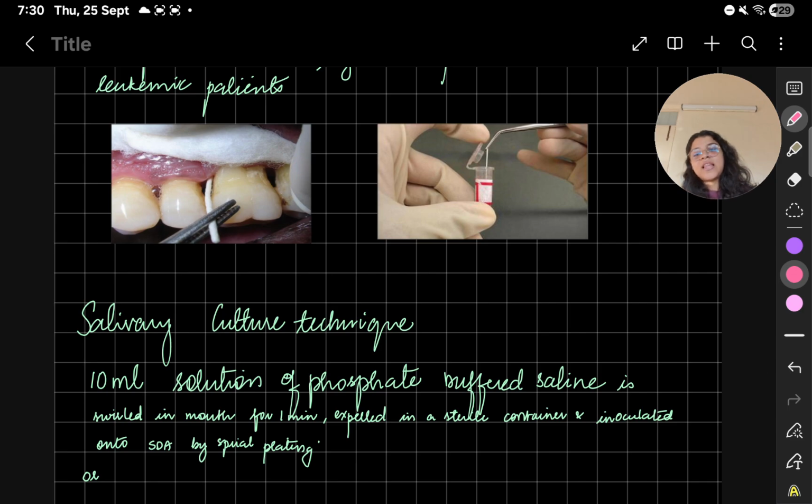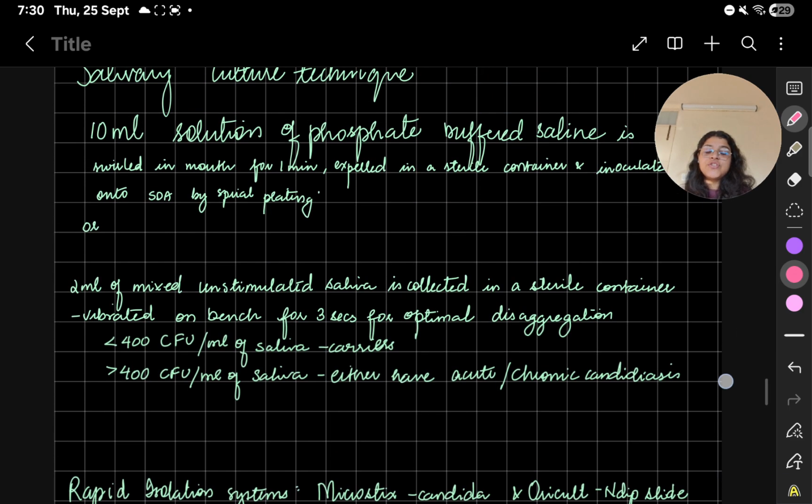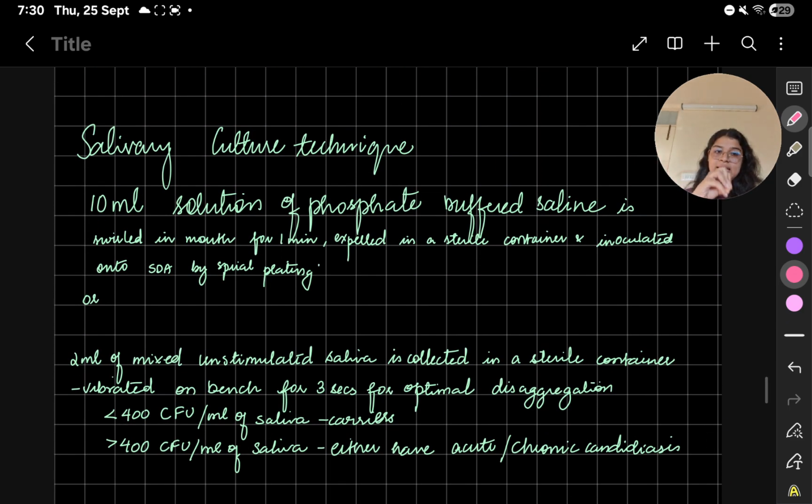Now we have the salivary culture technique, in which 10 ml of phosphate buffered saline is swirled in the mouth for 1 minute. So you take 10 ml of phosphate buffered saline and gargle, expel it into a sterile container, and inoculate it onto HDA by spiral plating. This is one method.